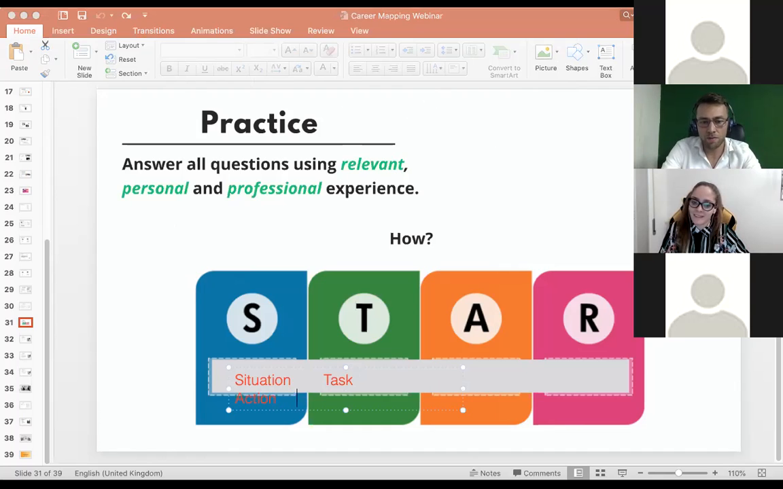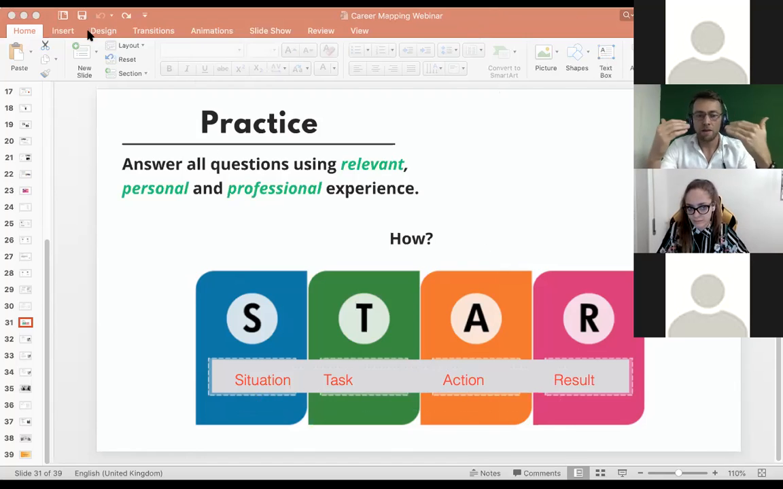A is action. And R is result. Let me just expand that. There we go. Okay. Now, some of you may be familiar with this. Some of you may not. Okay, STAR technique. This is a communication technique for how to organize the ideas you want to present.